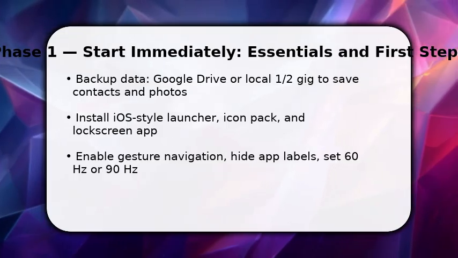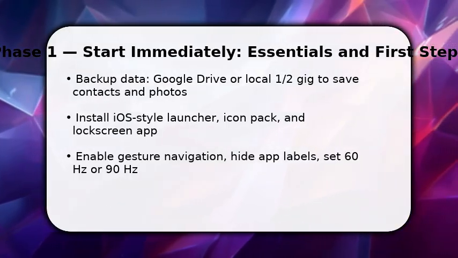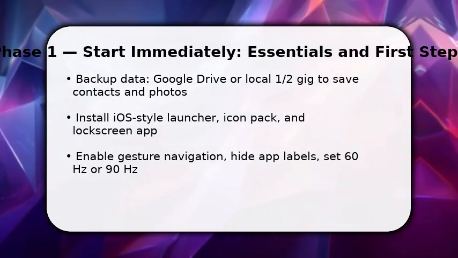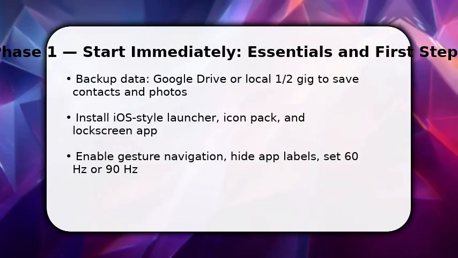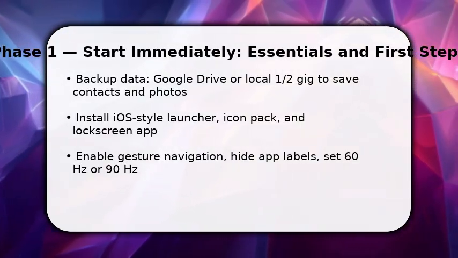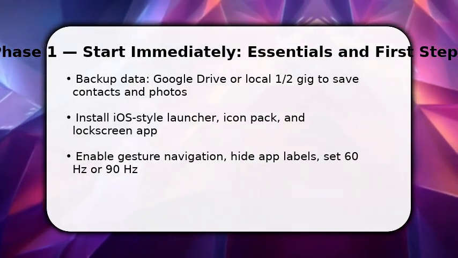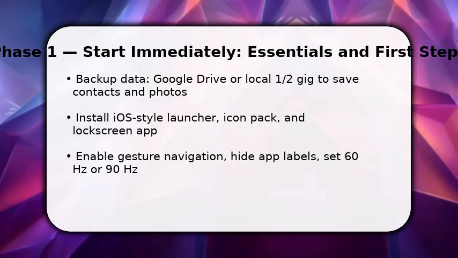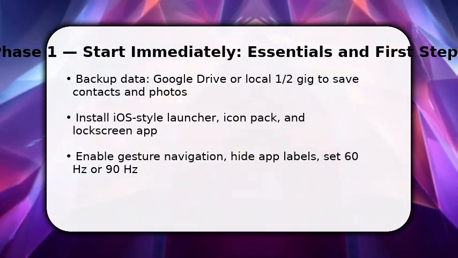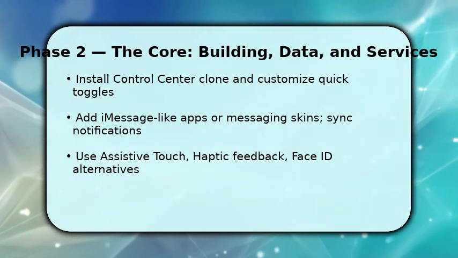You start by backing up your important data, then install an iOS-style launcher and icon pack to change the visual layer. Once done, make sure gesture navigation is enabled so swipes feel like iPhone. This replaces the traditional navbar. Also set your refresh rate and hide app labels to match iPhone aesthetics. These steps give you the foundational interface, fast, visual, and consistent, so everything else you add sits on a stable, predictable base.